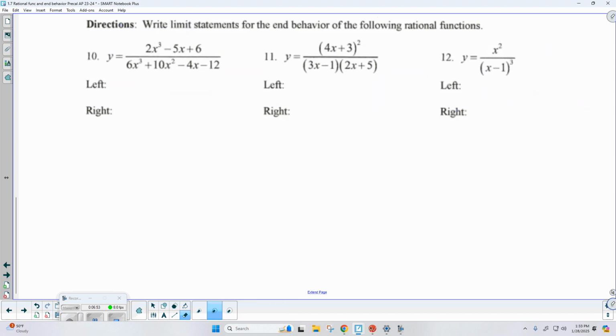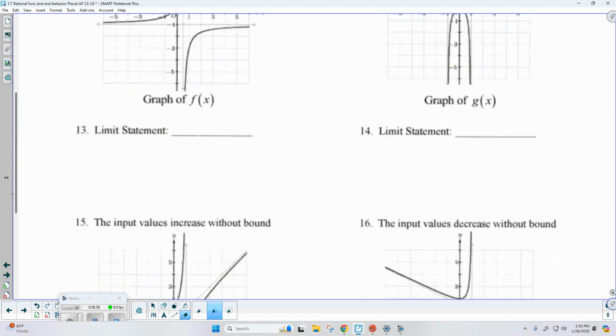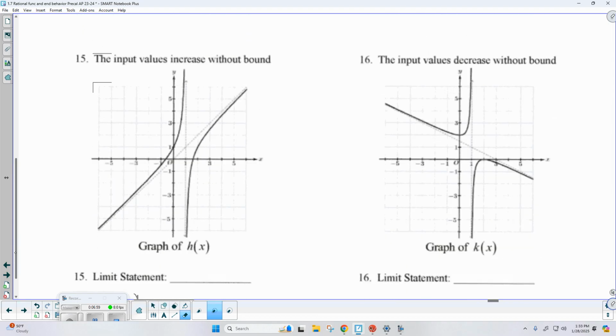Okay, so on the back, it's telling me verbally what they want, and then we write a limit statement given the graph. Okay, so this one here in number 16, it says the input values, so we're talking about the x's, they're going to decrease without bound. So what this means in notation, this means that x is going to approach, well, how would I show that values are going to get smaller and smaller and smaller? We actually just saw it on a few of the previous problems. Negative infinity. Okay, so the input values decrease without bound, x approaches negative infinity. They're saying the exact same thing.